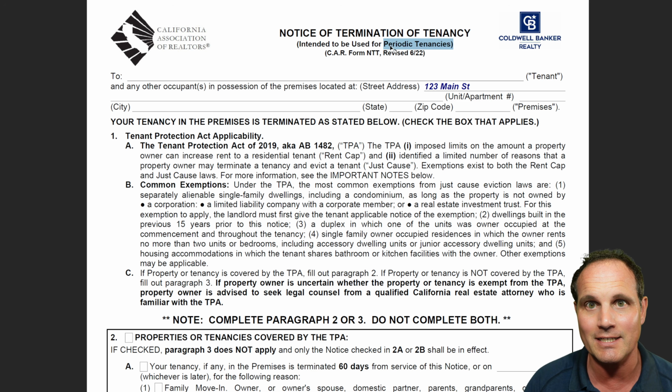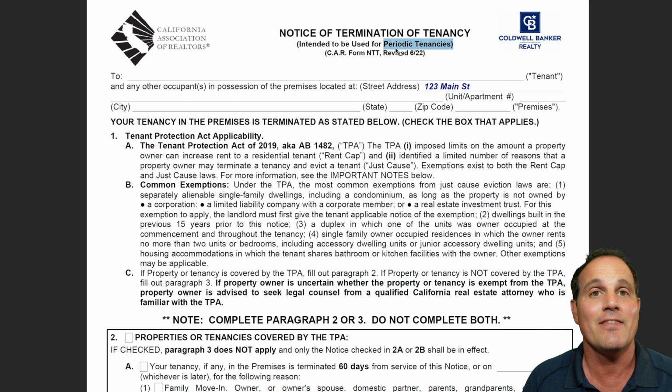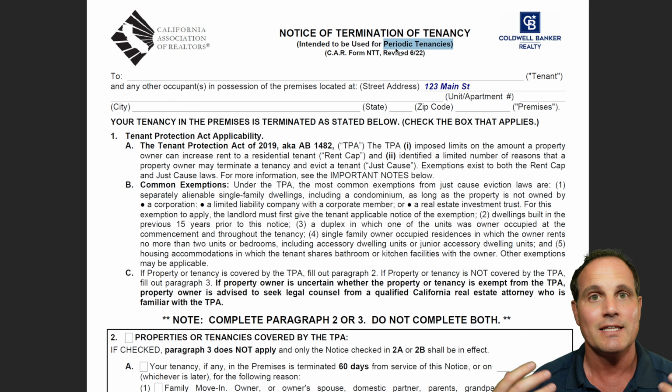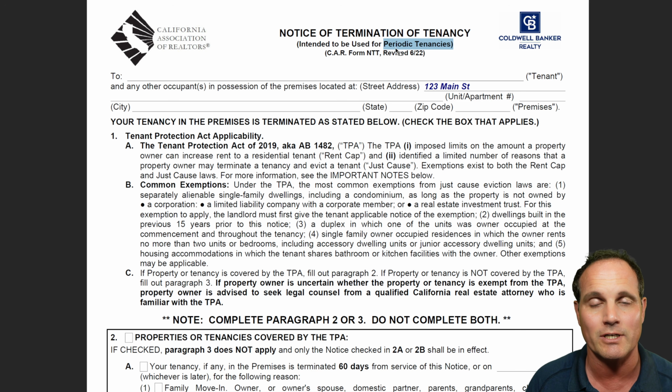This is for periodic tenancies. And what does that mean? That means most often month to month. And that means that they can't be under a lease. If a tenant is under a lease, the landlord must honor that lease, can't go ahead and cut it short just because the landlord wants to. So a landlord can give this notice when a tenant is month to month or going to be month to month. That's when this notice will go.